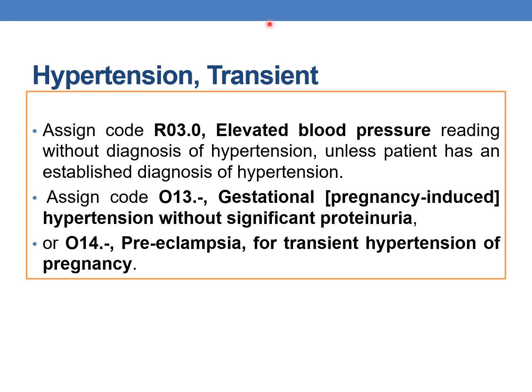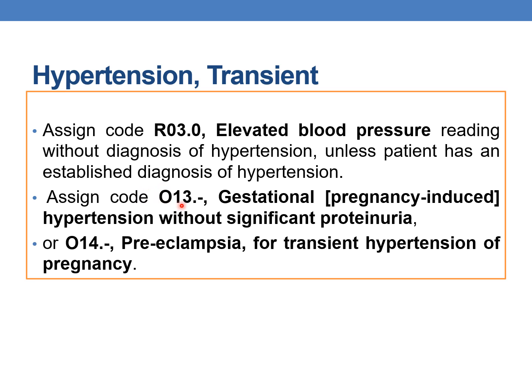Now coming to transient hypertension. Hypertension transient. Transient means temporary. Assign code from category R03.0, elevated blood pressure reading without diagnosis of hypertension, unless a patient has an established diagnosis of hypertension. Whenever there is a temporary increase in the blood pressure, if the patient does not have hypertension, then you can code this code. But if the patient has hypertension, you need to code the hypertension code only.